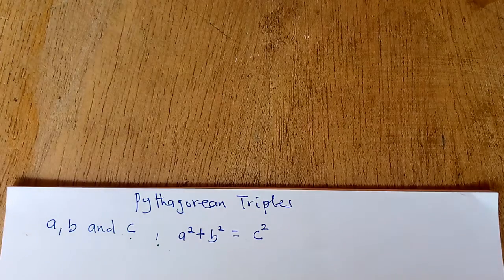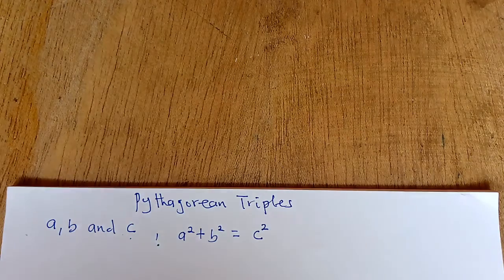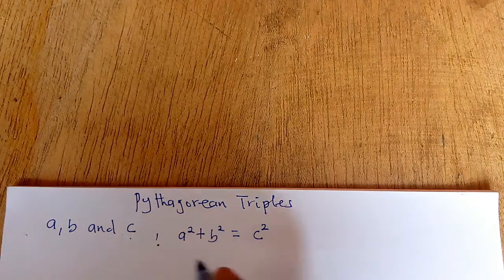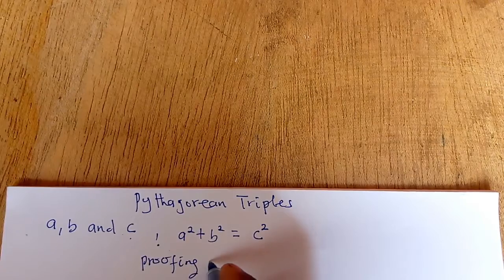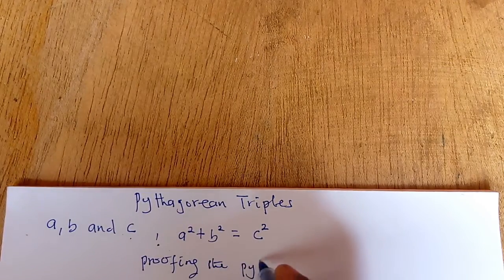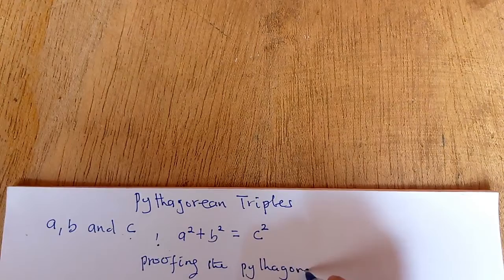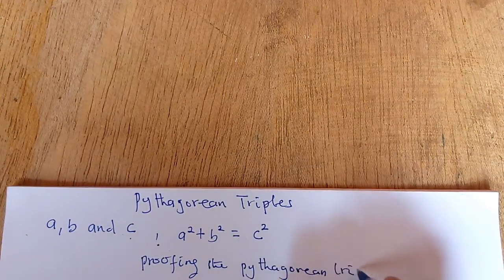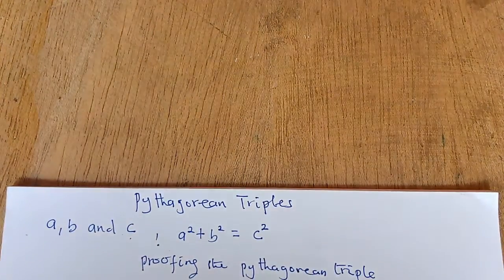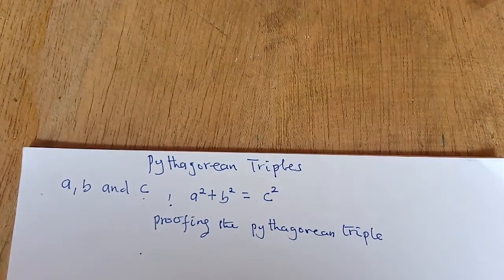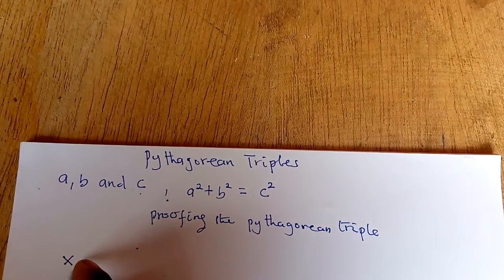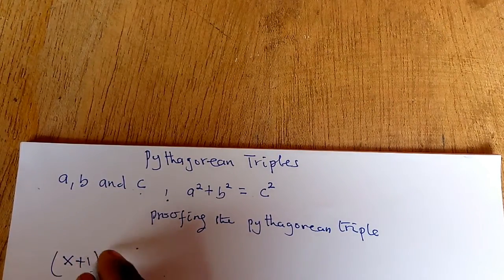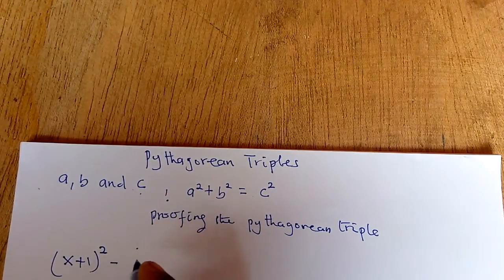Okay, for us to prove the Pythagorean triple, we need to prove the grand triple. So all that we need to do is state that (x + 1)² − (x − 1)².